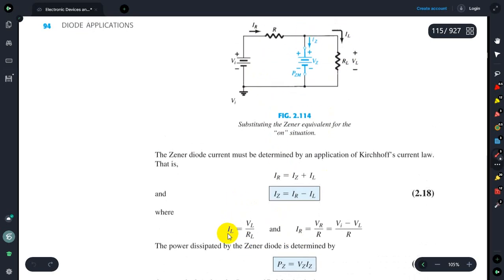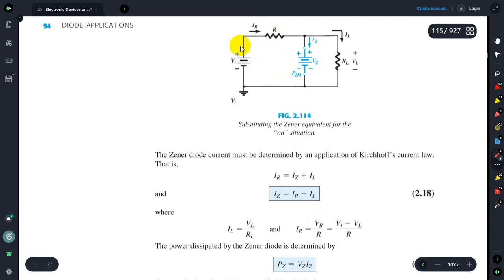Where IL equals VL by RL, the load voltage divided by the load resistance. That's the load current. And IR equals VR by R, the voltage drop across this resistance divided by the resistance. So what is VR?